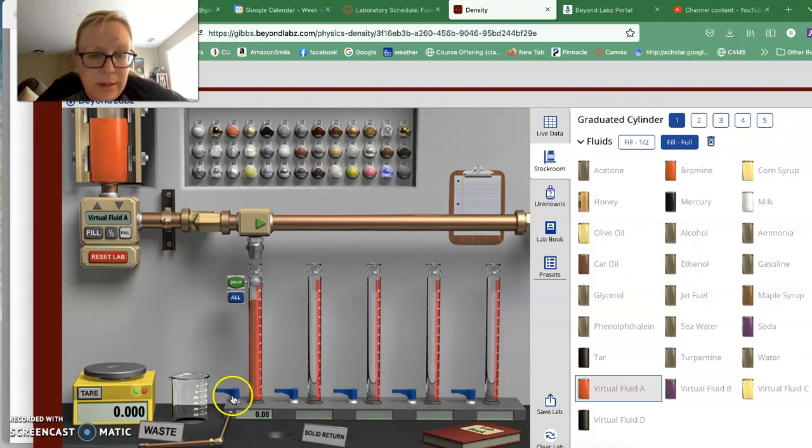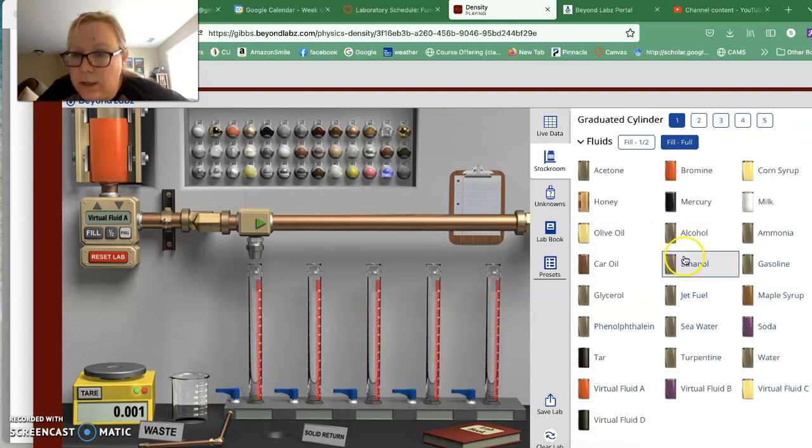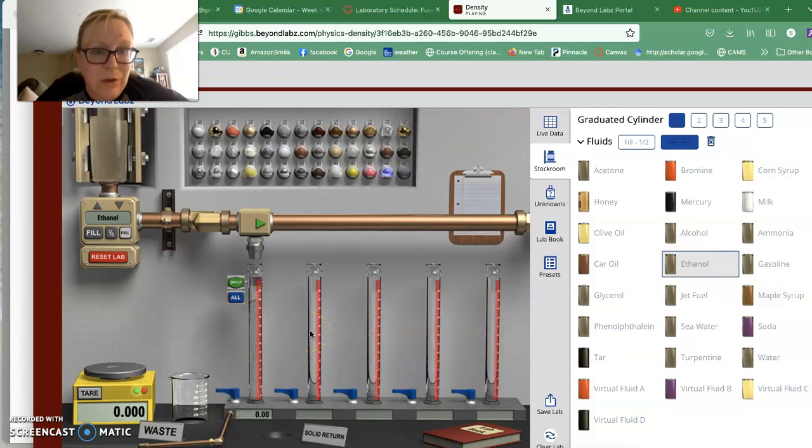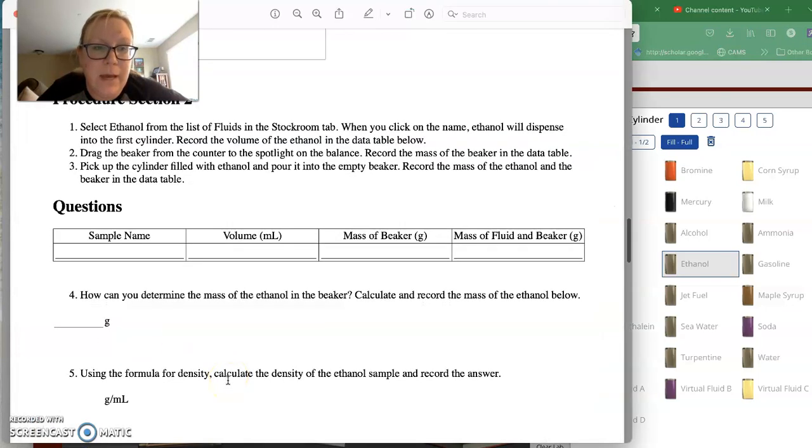Well, oh, I didn't drain it out. So you drain it out, right? And then you can select ethanol. If you don't drain it out, apparently you cannot select ethanol. So it will automatically fill up again. So just kind of be aware of that.